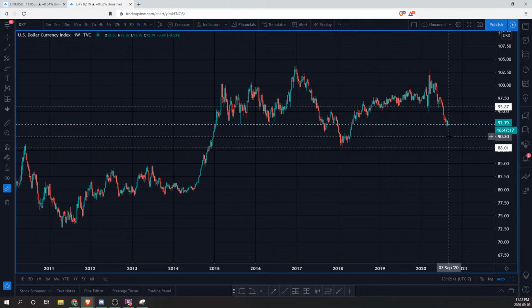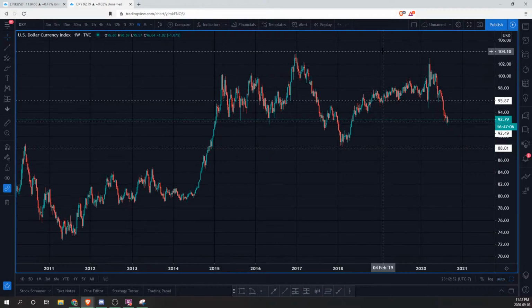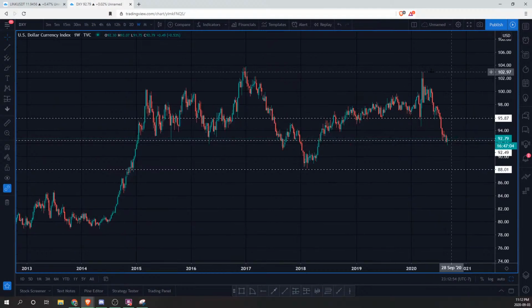Gold, silver, crypto are going to be doing very well. We're going to see the US stock market do very well, and other risk on currencies do well. Japanese yen not so well, US dollar really poorly, and that's going to be the environment that we're in.